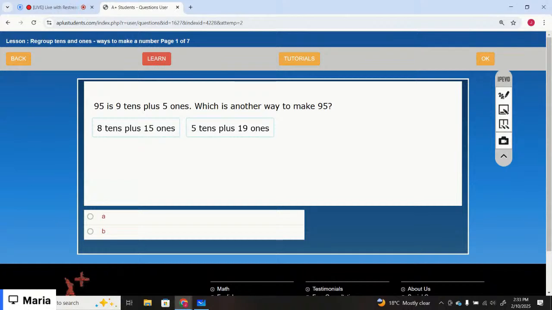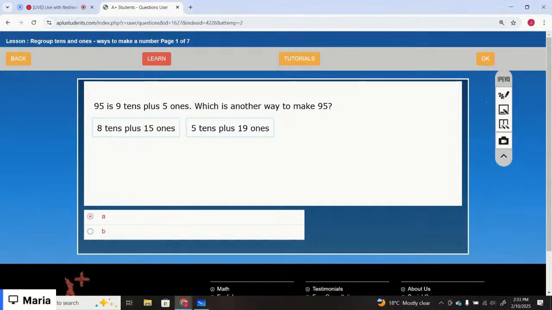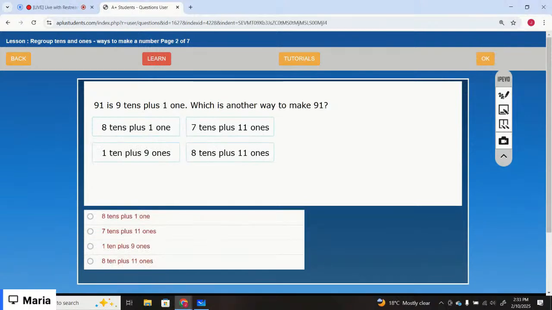95 is 9 tens plus 5 ones, which is another way to make 95. You have to make 95. So that's the one we just did. 8 tens means 80 and 15 ones, when you add that makes 95. So option number A is the correct option. The correct option is A.